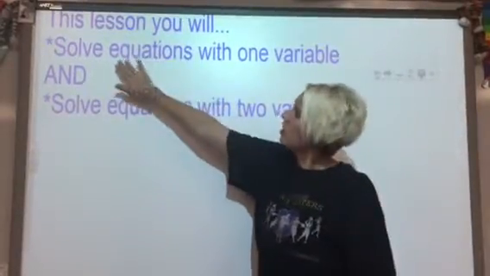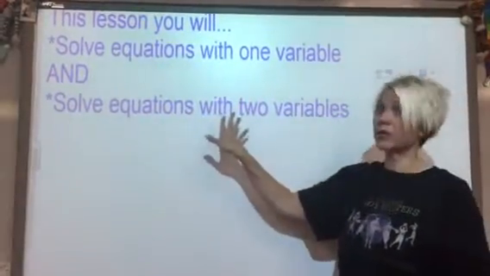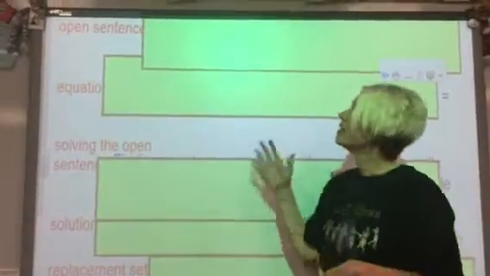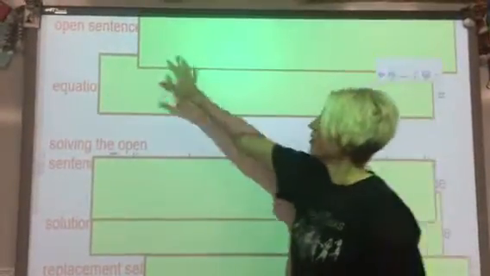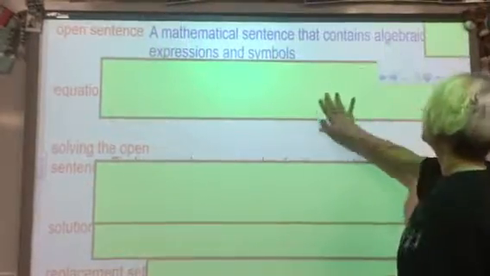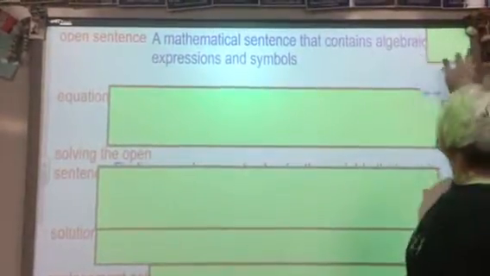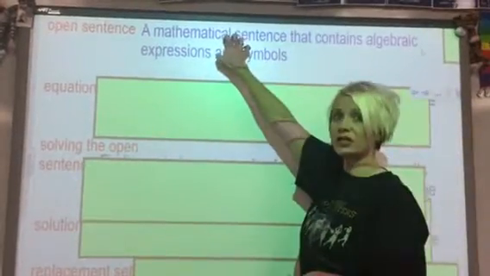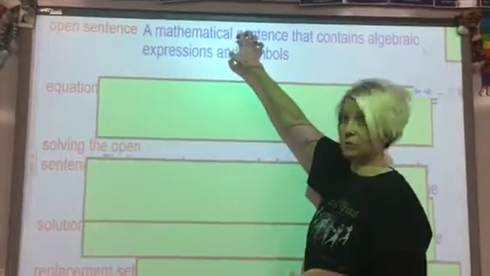In this lesson, we will solve equations with one variable and solve equations with two variables. The way we'll be solving them is in a little bit different way. So here's some vocabulary to help us out. The first is an open sentence, which is a mathematical sentence that contains an algebraic expression and symbol. So these are going to be equations that have letters in them as well as numbers.